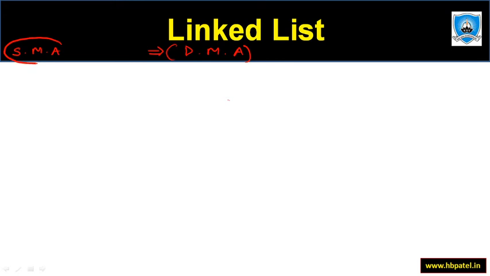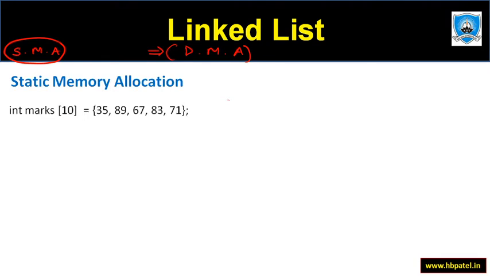A very simple example of static memory allocation is array, which we have already seen in our C programming course. So let's start exploring it. What is static memory allocation? You can see this is a very simple initialization and declaration of an array, having, let's say, maximum size 10 and having 5 different elements, 35 to 71.